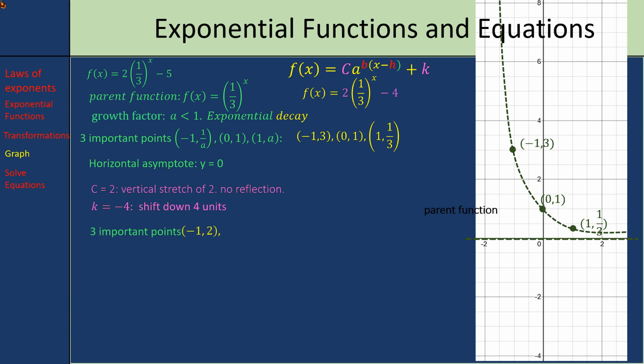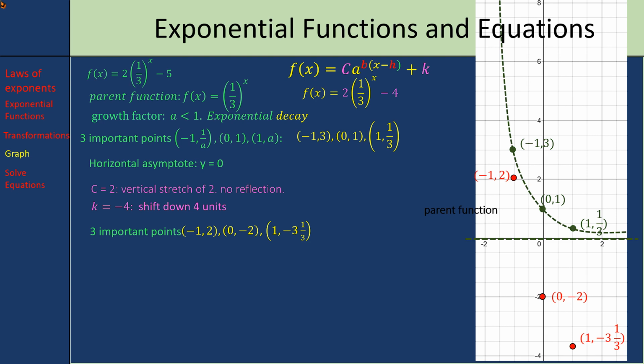Okay, so my first point is -1 and 2 because 3 times 2 is 6 minus 4 is 2. And then 0, 1 times 2 is 2 minus 4 is -2. So 0, -2. And then the last one, 1 1/3 times 2 is 2 2/3, minus 4 is -1 1/3. Okay, those are my 3 points. Plot that out. It looks like that.